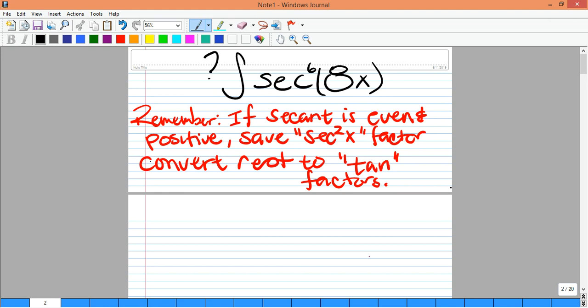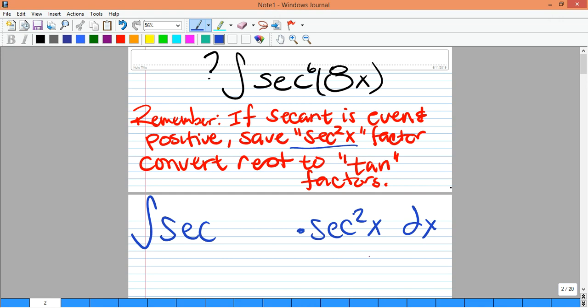So diving in, what we're going to be doing is just rewriting our problem for the first few steps. First and foremost, it says to save a secant squared x factor. So we're going to go ahead and take that out because I know that we can. And what that leaves us with is secant to the fourth power 8x.